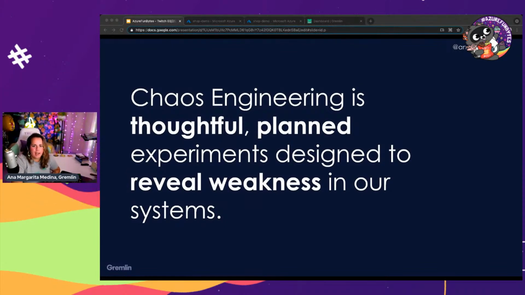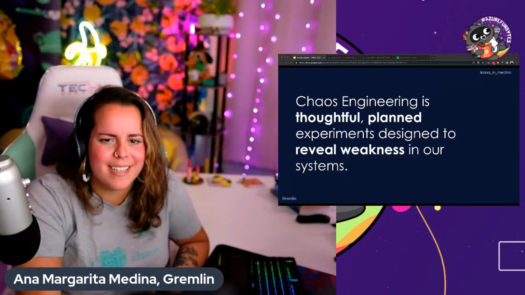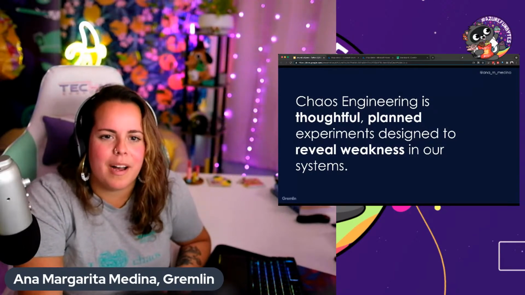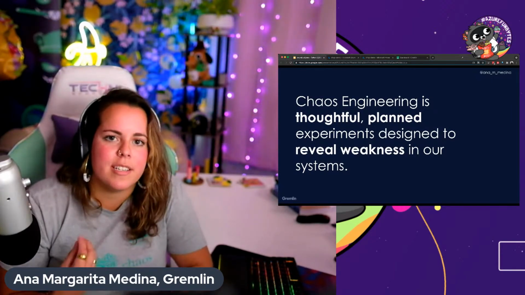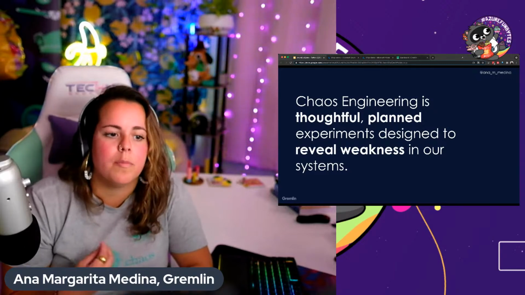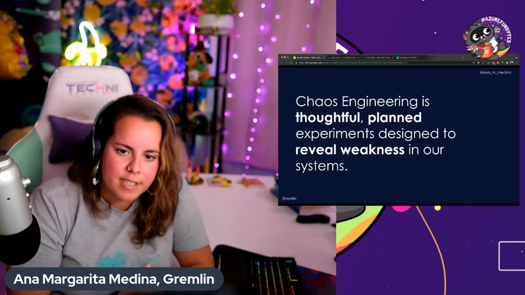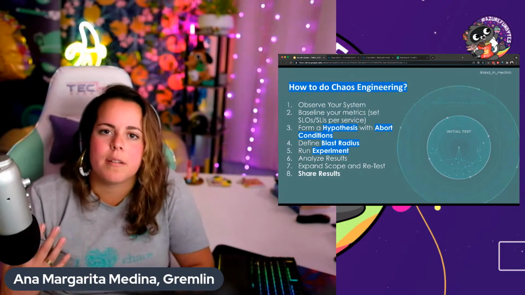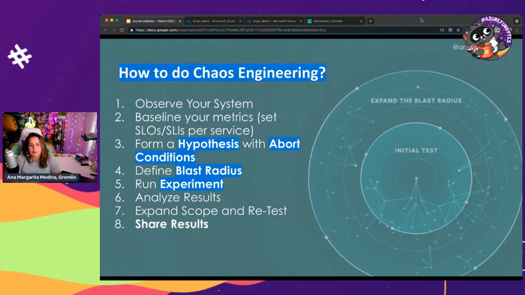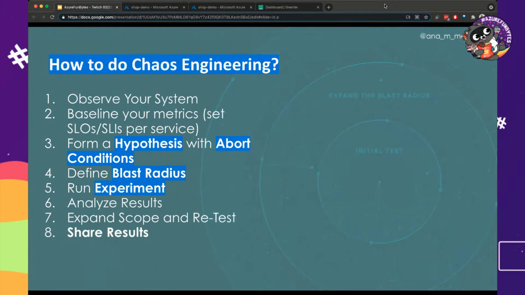If you're just tuning in now, I just wanted to touch base on the definition of chaos engineering. What is it that Jay and I have been talking about and are going to be talking about in today's session? Well, the simple definition is that chaos engineering is a thoughtful, planned approach of designing experiments to reveal the weakness in our systems. And the really nice thing about this is that we follow the scientific method to craft these experiments. So we start by observing our system, whether it's an architecture diagram, trying to see how our microservices talk to one another.